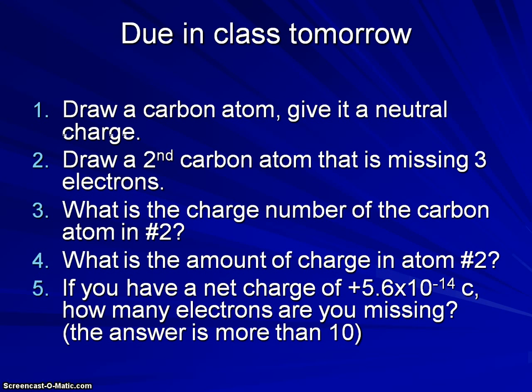Draw a carbon atom, give it a neutral charge. You're going to have to get a periodic table and see how many protons, neutrons, and electrons a carbon atom would have. Then I want you to draw a second carbon atom, and this one will be missing 3 electrons. Then figure out what is the charge number of situation number 2, and what is the amount of charge in situation number 2. Lastly, if you have a net charge of 5.6 times 10 to the -14 coulombs, how many electrons would you be missing? I'll give you a hint on that. It's going to be a lot more than 10.